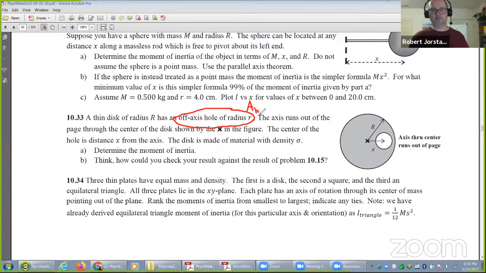What's the a-hole? Not your instructor, people. What's the area of the hole?